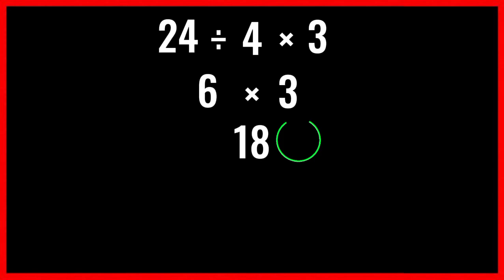First, 24 ÷ 4 equals 6. Then, 6 × 3 equals 18. So the correct answer is 18, not 2. That's exactly the same rule we used in today's problem.